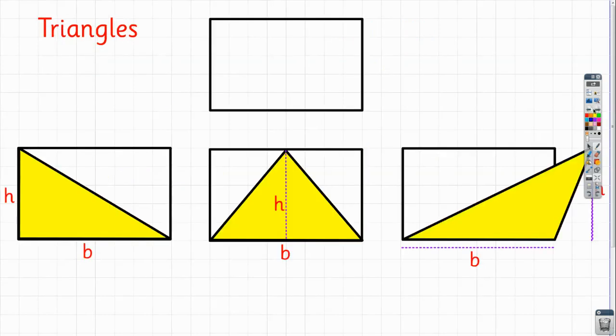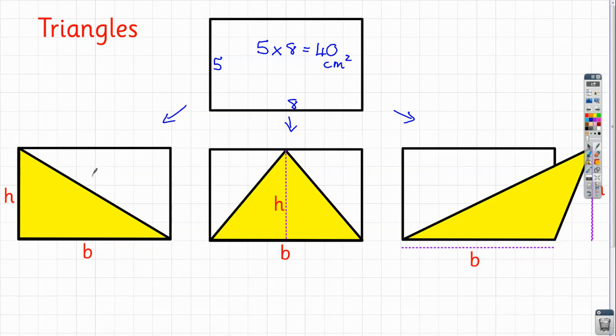Okay, the next type of shape is a triangle. I'm going to go back to the rectangles to help us do that. So if we look at this first rectangle, it is 1, 2, 3, 4, 5 tall and 1, 2, 3, 4, 5, 6, 7, 8 across. And if we want to calculate the area of that rectangle, we would do 5 times 8, which is 40 centimetres squared. Now, there are 3 triangles drawn underneath. Each of those triangles takes up half the space of the rectangle.